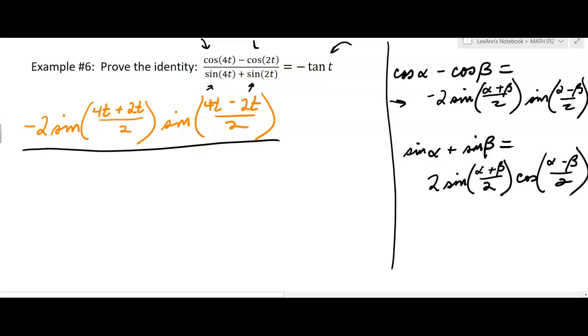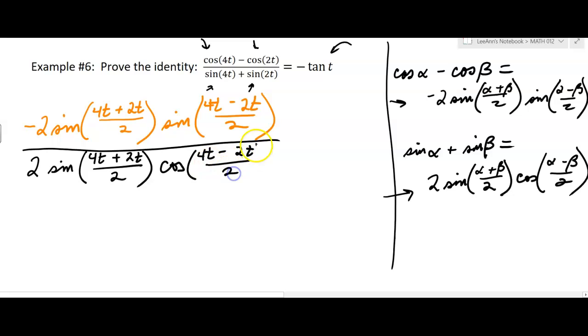Okay. So now for the denominator, I'm going to use this one, 2 sine. Now, fortunately, the alpha and beta stayed the same, so that's nice. 4t plus 2t over 2. And cosine 4t minus 2t over 2.